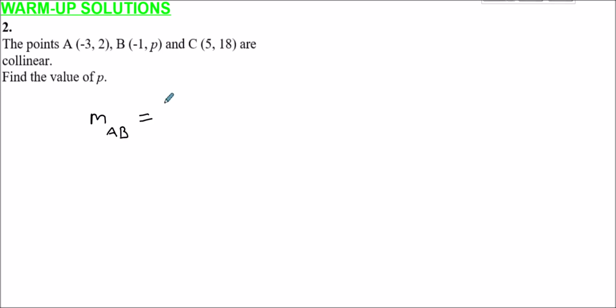So from first principles, the gradient is the change in y divided by the change in x. So at B, let's take this as our final and A as our original. So final minus original for y gives us P minus 2. And the same for the x-coordinates, minus 1, be a bit careful here, minus 3. So that gives us P minus 2 over 2, because minus 1 minus minus 3 is the same as minus 1 plus 3, which gives us 2.